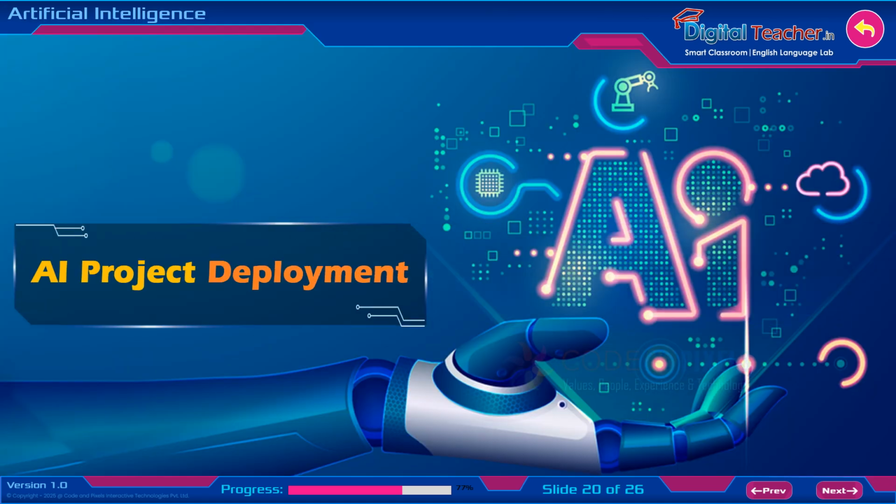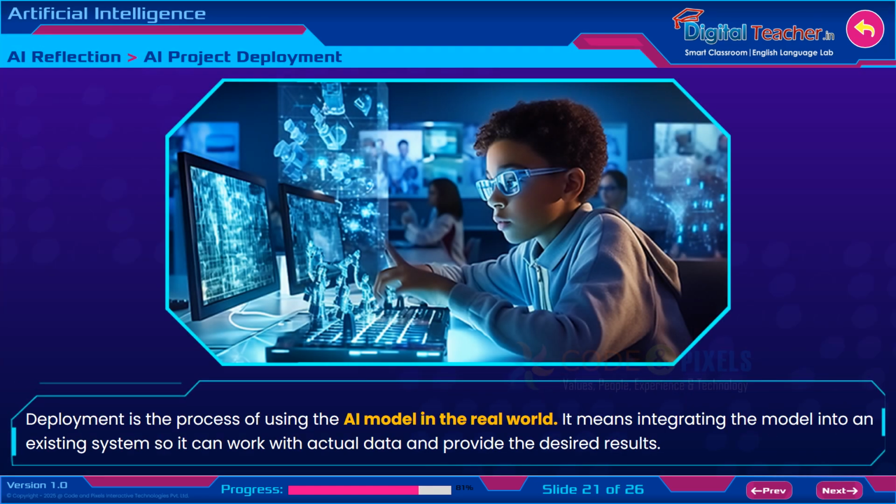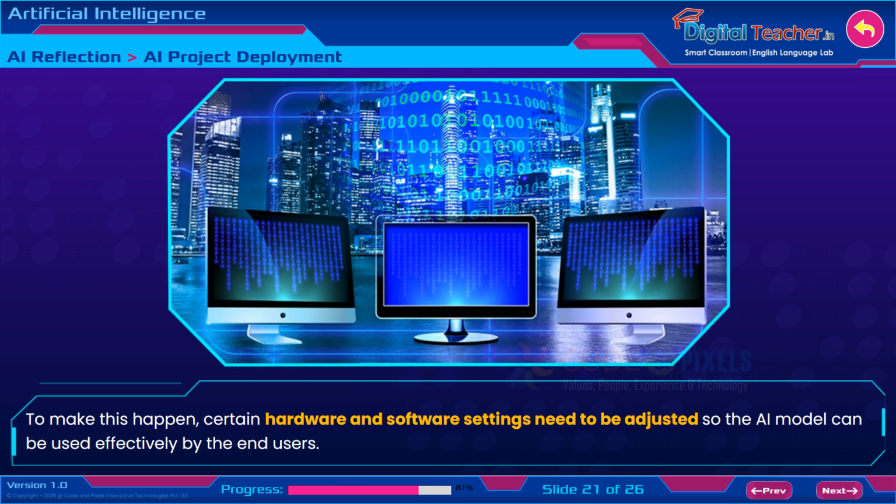Artificial Intelligence Project Deployment. Deployment is the process of using the artificial intelligence model in the real world. It means integrating the model into an existing system so it can work with actual data and provide the desired results. To make this happen, certain hardware and software settings need to be adjusted so the artificial intelligence model can be used effectively by the end users.